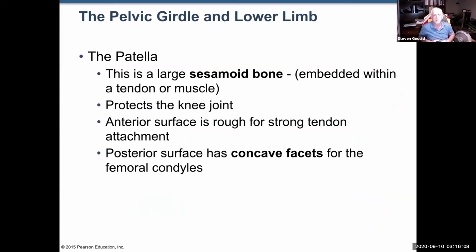Patella. The patella is a large sesamoid bone. A sesamoid bone means it does not articulate with other bones. Sesamoid means it's embedded within a tendon or within a muscle. That's your patella. It's within a tendon in front of the knee. Its sole purpose is to protect the knee joint. That's what it does.